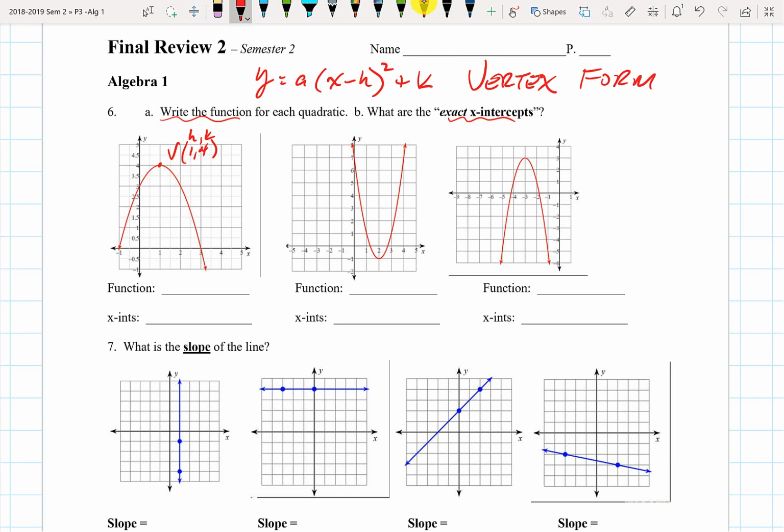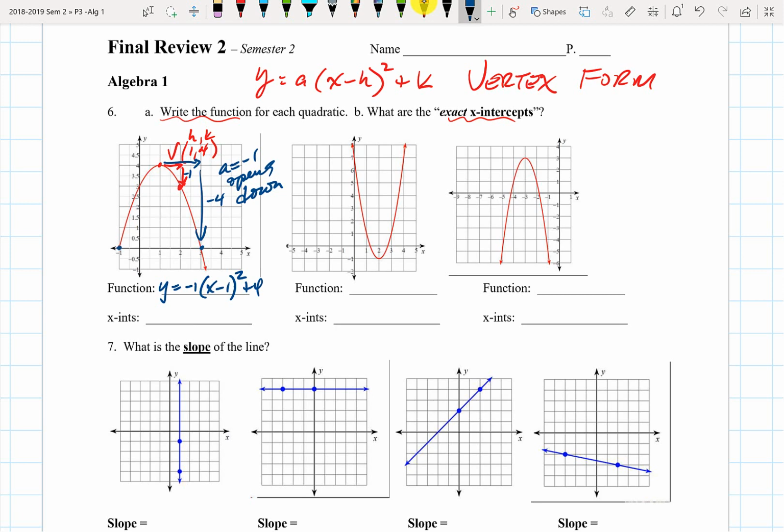So, and we have to determine the a value. All right, so we go right 1 and then down 1 right here. And then right 2, down 4 right here. So if it's down 4 and down 1, right there, I know a is -1, because it goes down, so it opens down. So it's negative. And since we go right 1, down 1, as opposed to going up 1, I know a is -1. So I know the function y is equal to -1 times x minus 1 squared plus 4.